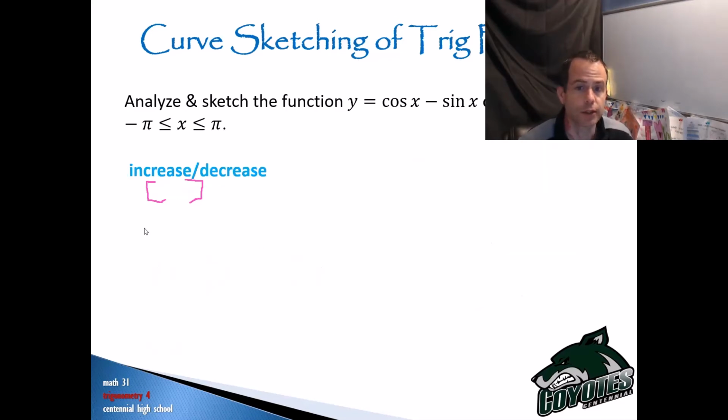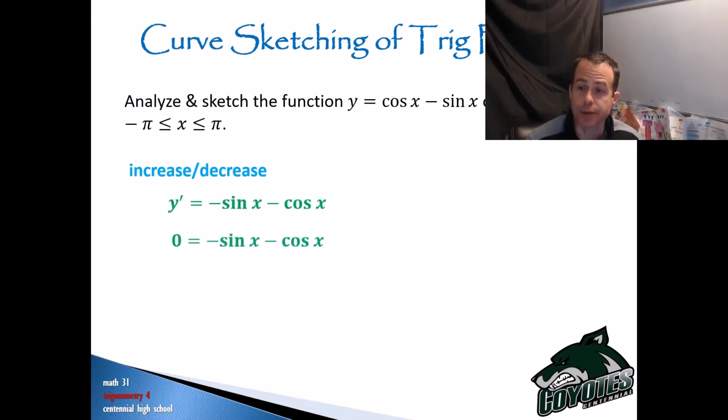So now we want to take a look at intervals of increasing and decreasing. Well, to do that, I need to take the derivative, okay? So I'm looking at the derivative of cos is negative sine, and then minus the derivative of sine is cos. So I end up with negative sine minus cos. Okay, and to get the intervals of increasing or decreasing, we set the first derivative equal to 0 or equal to not existing. There is no spot here where it wouldn't exist. So I just set it equal to 0.